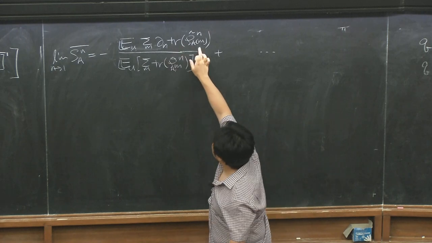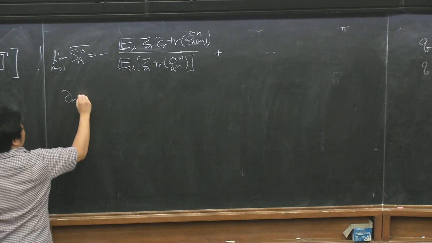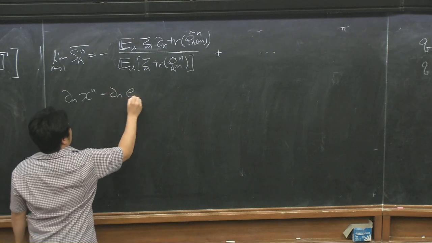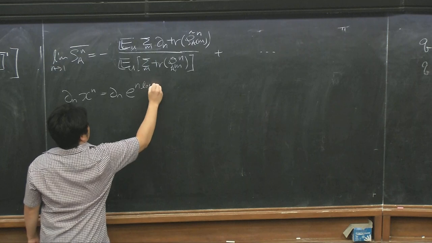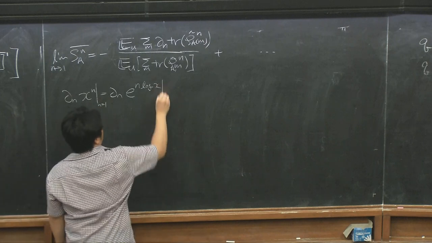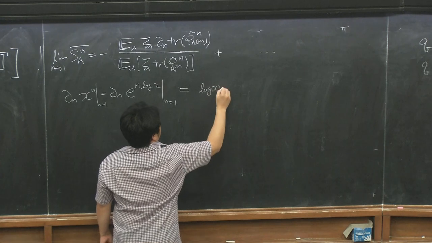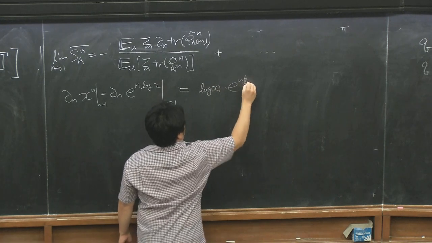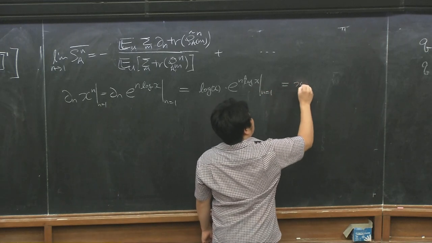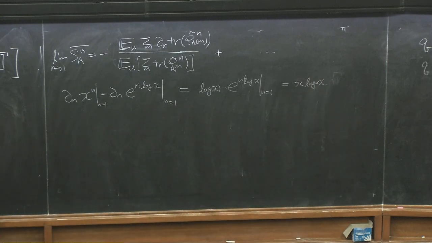And then we need to handle making a derivative here. Let's do this calculation. Basically, we want the derivative of something x to the n. You can understand this as a derivative of e to the n log x, evaluated at n equal 1. That's equal to log x times e to the n log x, evaluated at n equal 1, which is x log x. Okay, so we can do that.